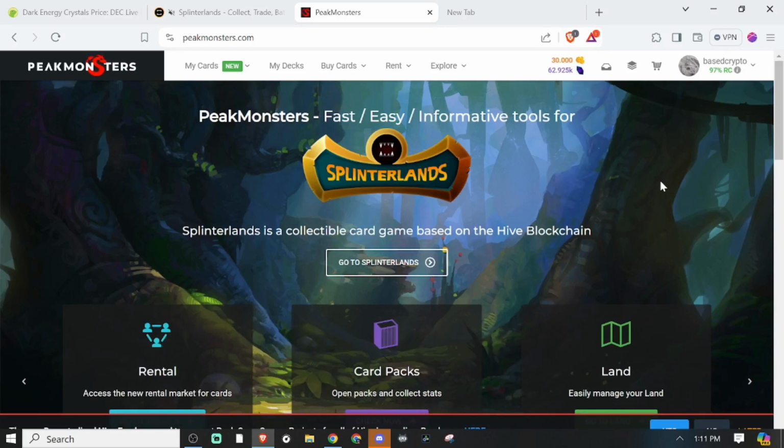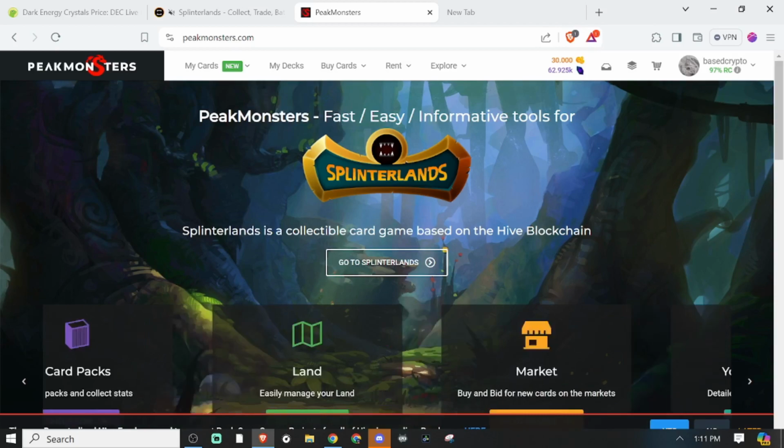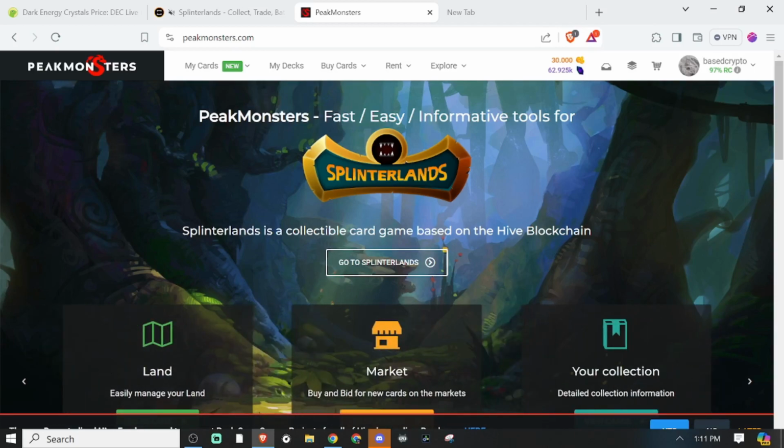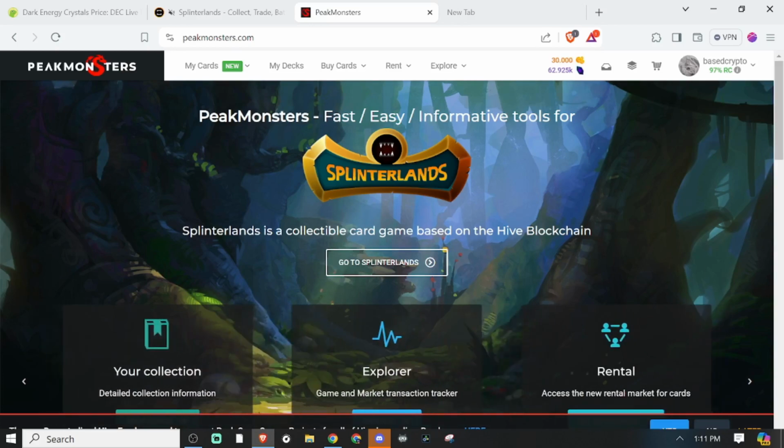I've been using PeakMonsters.com since June 2021. The first reason why I love PeakMonsters.com is because you can make money by renting cards to players, and you can do much more than that. I know what you're thinking.